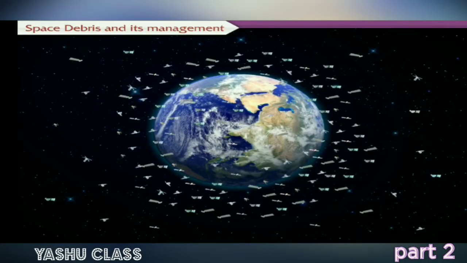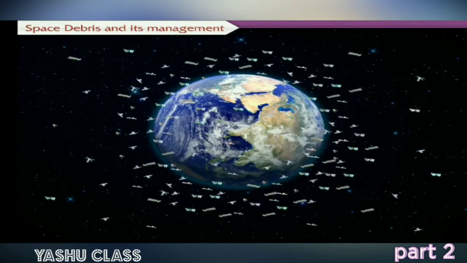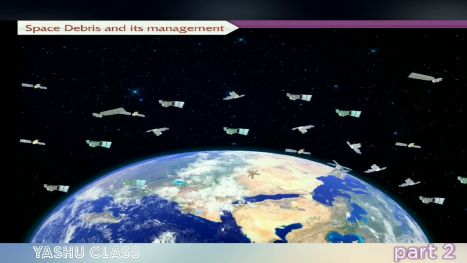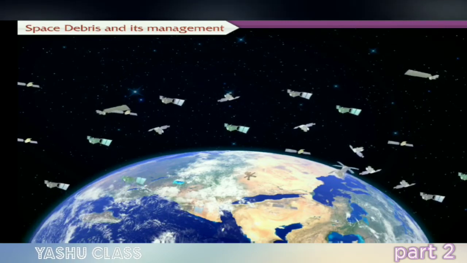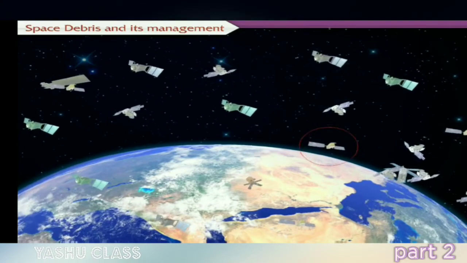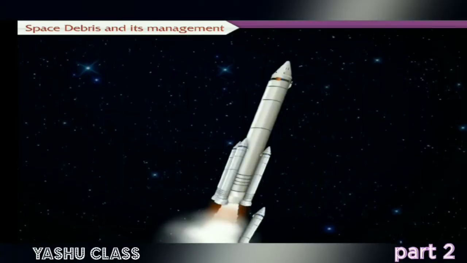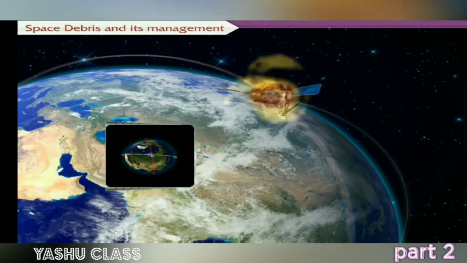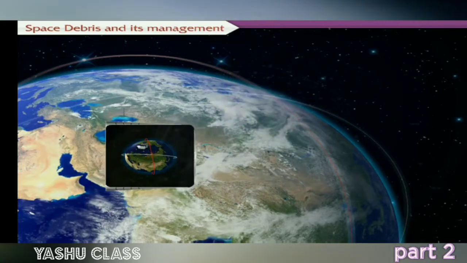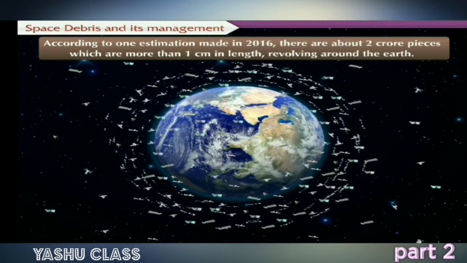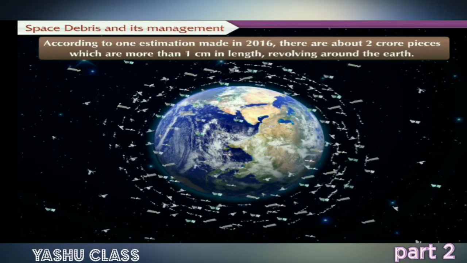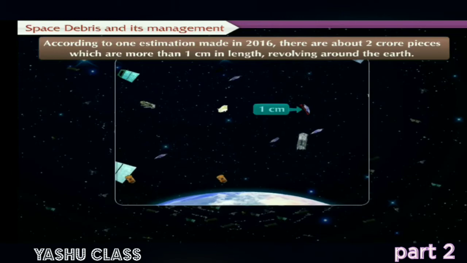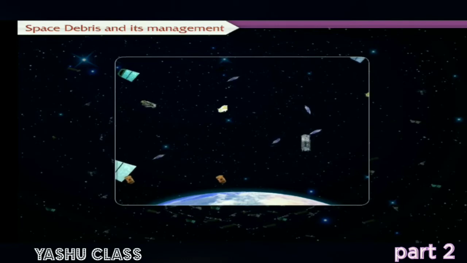Debris and its management. We know that artificial satellites revolve around the Earth. In addition to artificial satellites, some other objects are also revolving around the Earth. It includes non-functional satellites, parts of the launcher detached during launching, and debris generated due to collisions of satellites with other satellites or any other object in space. According to one estimation made in 2016, there are about 2 crore pieces which are more than 1 centimeter in length revolving around the Earth. All this is nothing but the debris in space.